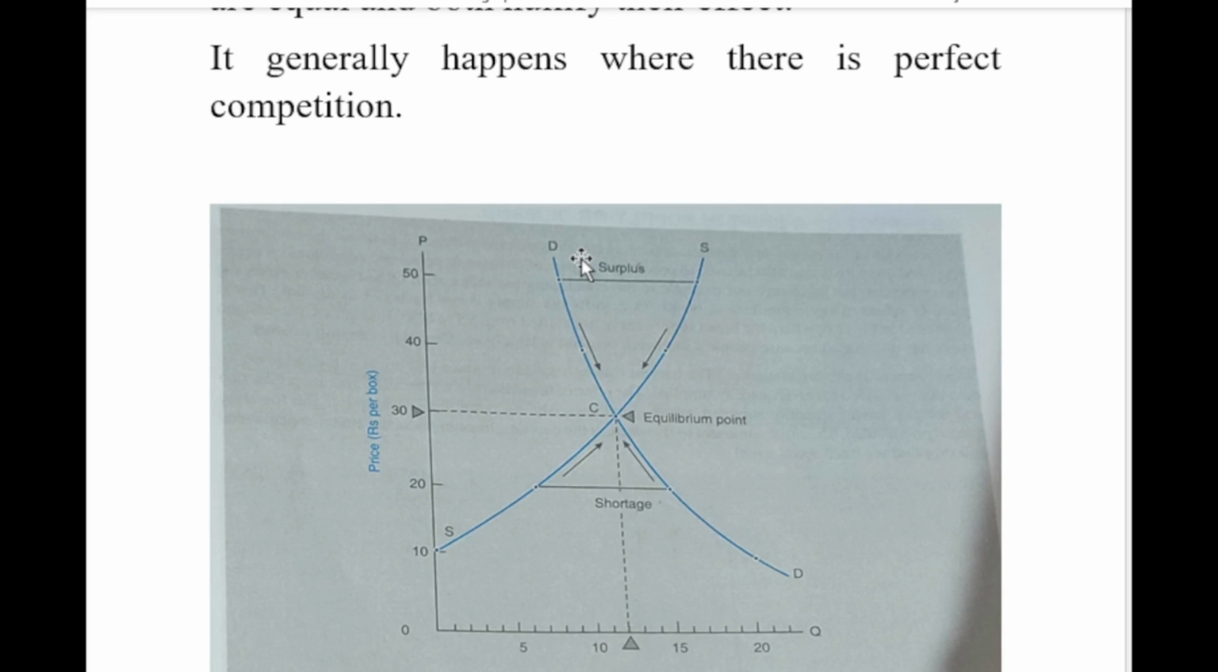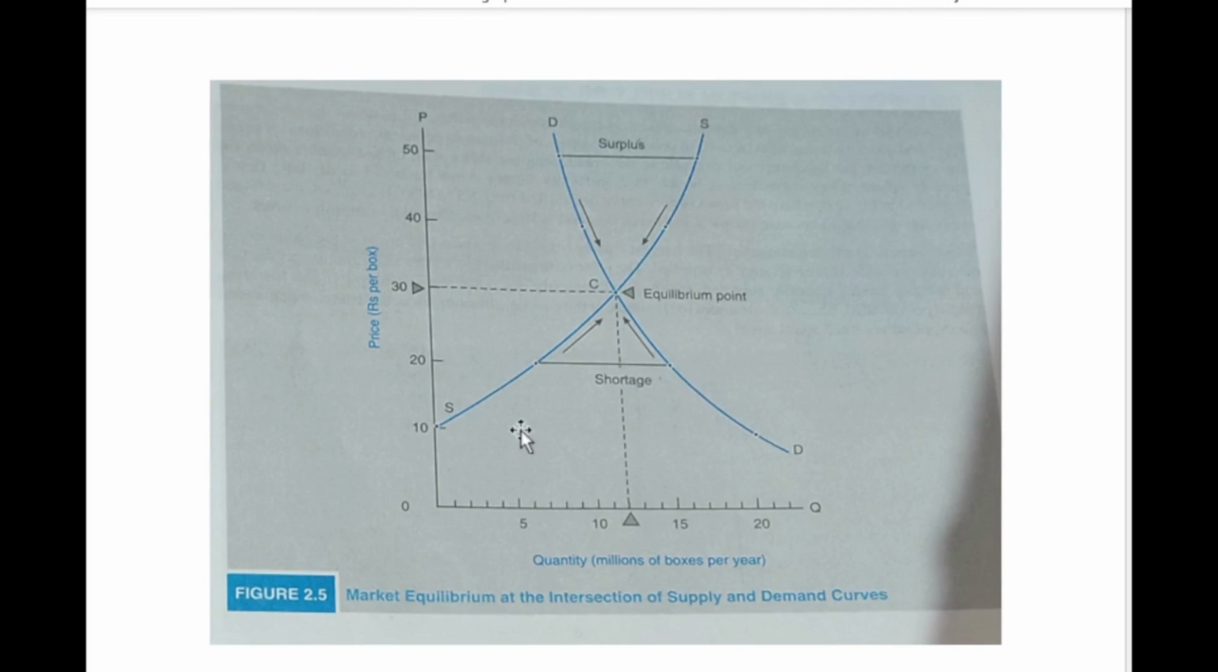So if we look at this graph, we see that SS is the supply curve and DD is the demand curve. We see that they both meet at point C. It means demand and supply are equal and they nullify their effect. It means at the price of rupees 30, the quantity demanded and quantity supplied are equal. Which means the equilibrium quantity is 12 million at the price of 30 per box.